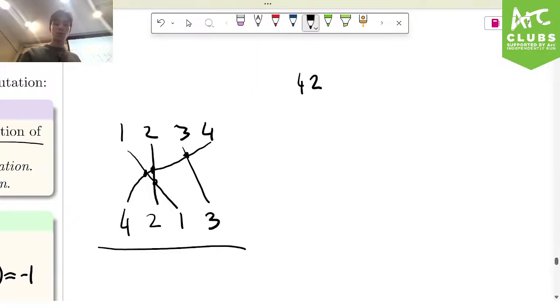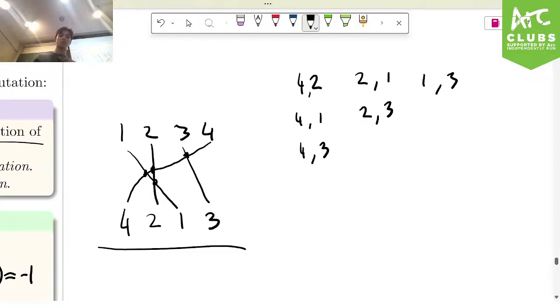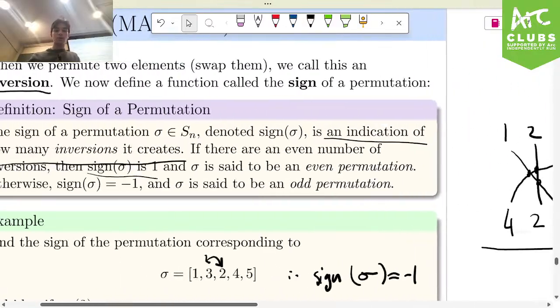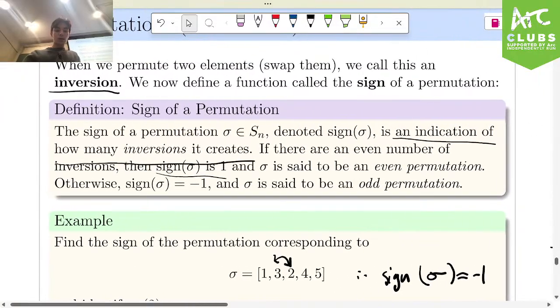So we start with 4, 2, then 4, 1, 4, 3, then 2, 1, 2, 3, and 1, 3, right? So 6 pairs altogether, as expected. And how many of them are out of order? 1, 2, 3, 4, right? 4 pairs are out of order. That also means that this permutation has 4 inversions, right? And of course, that means that the sign would be 1. So, 2 ways to count the inversions of a permutation. We proceed.